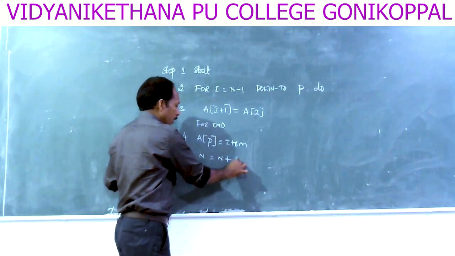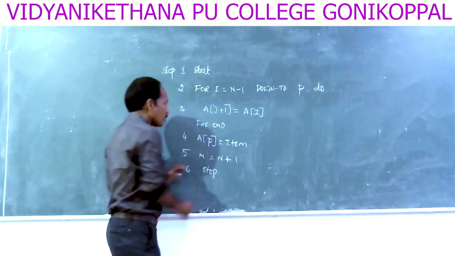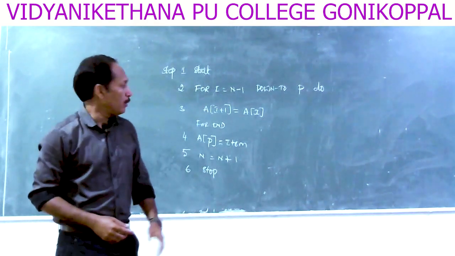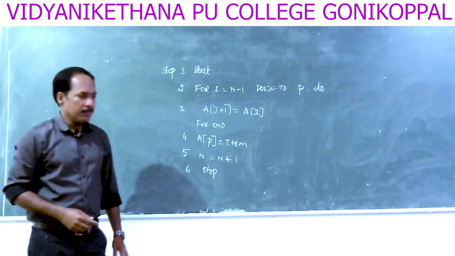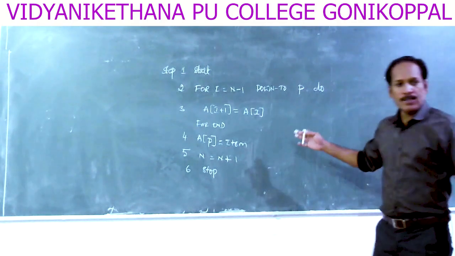So n equals n plus 1. Next step. When you add one more element, the size of the array is increased by 1. So this is the algorithm which is going to insert an element into an array. Let us take an example, that is, we will go with the algorithm and see how it works.